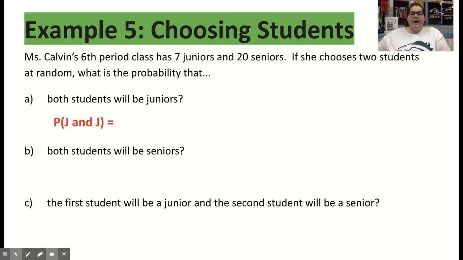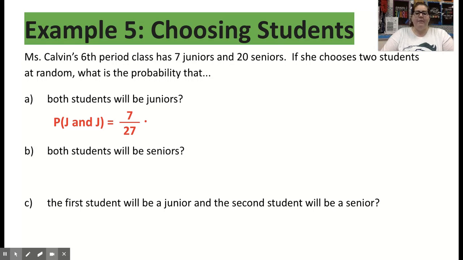And that's what we're doing, but we do have to kind of consider how the probability changes after I pick the first student. So that's the conditional part of it. I'm making that change based on what happened previously. So the first time I pick a student, probability that they're a junior, well, there's 7 juniors out of 27 students total. Then I'm going to multiply, because that's what we do for and.